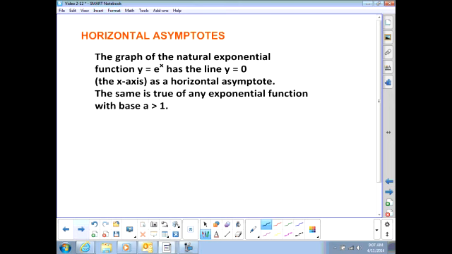Now, something that's true about any exponential function that doesn't have a shift up or down, it's going to pass through the y-axis at (0, 1), and we also have the x-axis, y equals 0, as a horizontal asymptote. And that's something that will be true of our exponential functions that have shifts up or down.